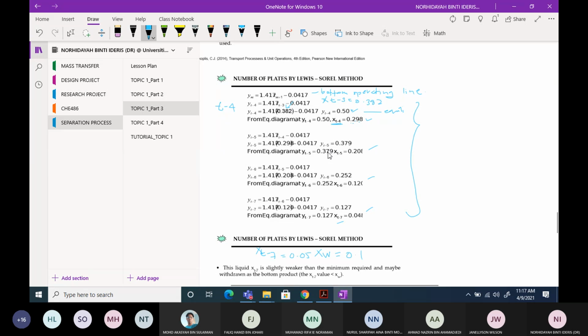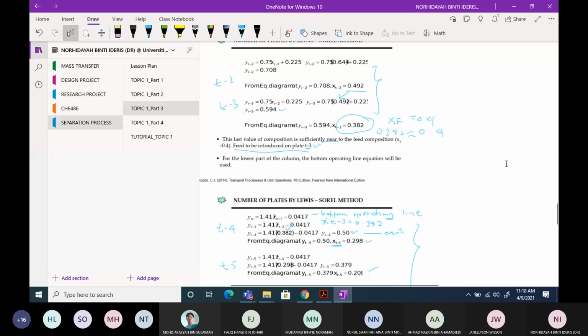Similar step, and this is for t minus 5. We get the t minus 5, 0.280. You have t minus 6, you have 0.120, and you have t minus 7. So why you should stop now, because you can see that at t minus 7 it is already equal to 0.048, so approximately 0.05.